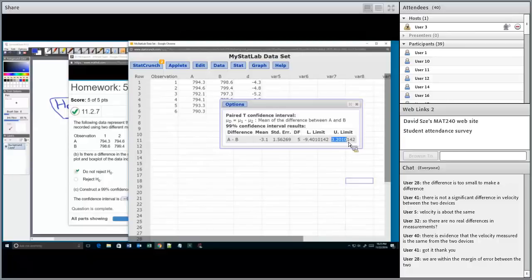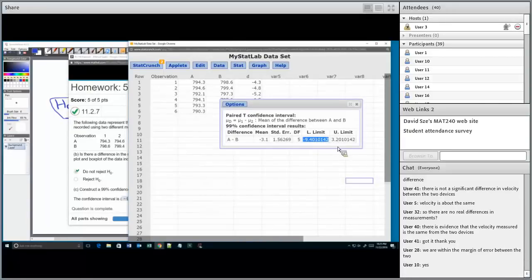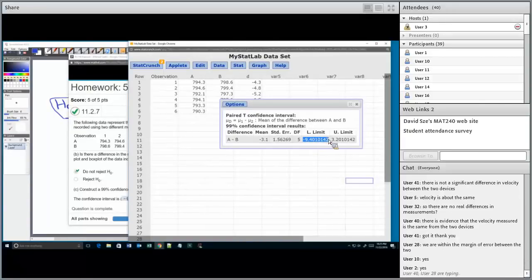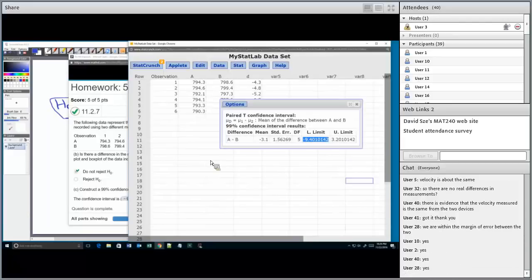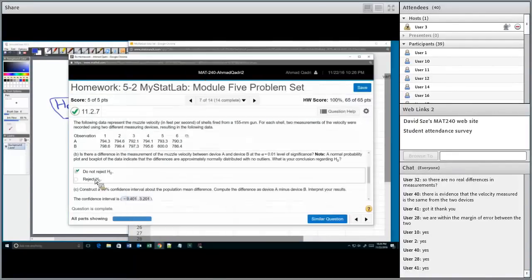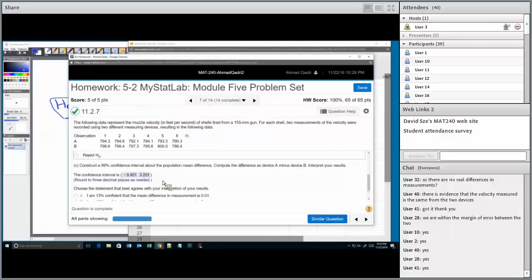Now, do you notice the 0 is included here? You notice how 0 is between these two limits, right? And do you see now the connection? The null hypothesis is included in the interval. And so in the previous part, you did not reject the null hypothesis, right? Well, you didn't because it's included in that confidence interval. Okay, that's how you calculate the confidence interval.